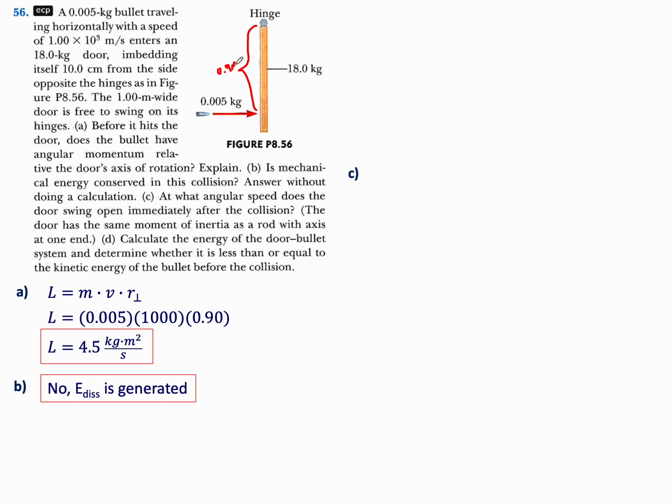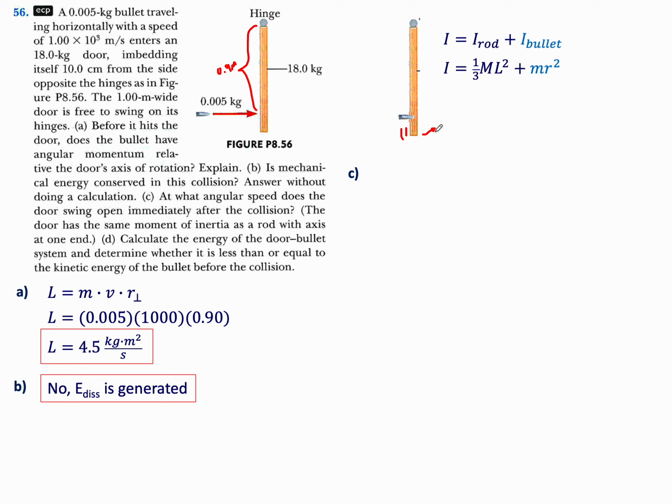So for C, what we have is this. The bullet is now embedded in the door, and the door is going to begin to rotate this way. The first thing we have to do, though, is figure out what the rotational inertia of the door is. It's that of a rod pivoting at one end plus the rotational inertia due to the bullet.